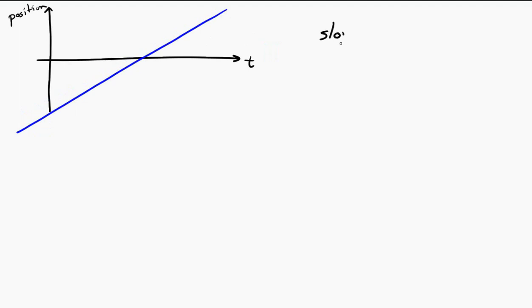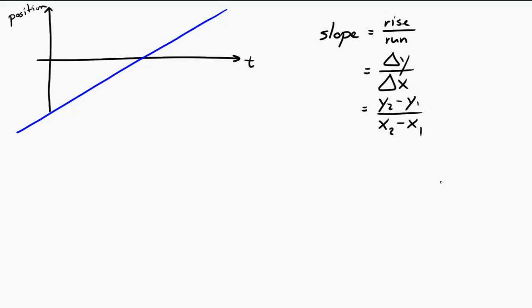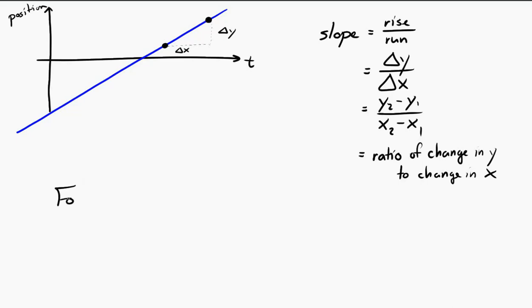Well, slope, if you remember back to algebra, slope is the rise over run, or change in y over change in x, or y2 minus y1 divided by x2 minus x1. No matter how you write it, it's the ratio of the change in the y variable to the change in the x variable. So if you select 2 points and you use that method, find the change in y divided by the change in x, that gives you the slope. For this particular graph, the y variable is position.